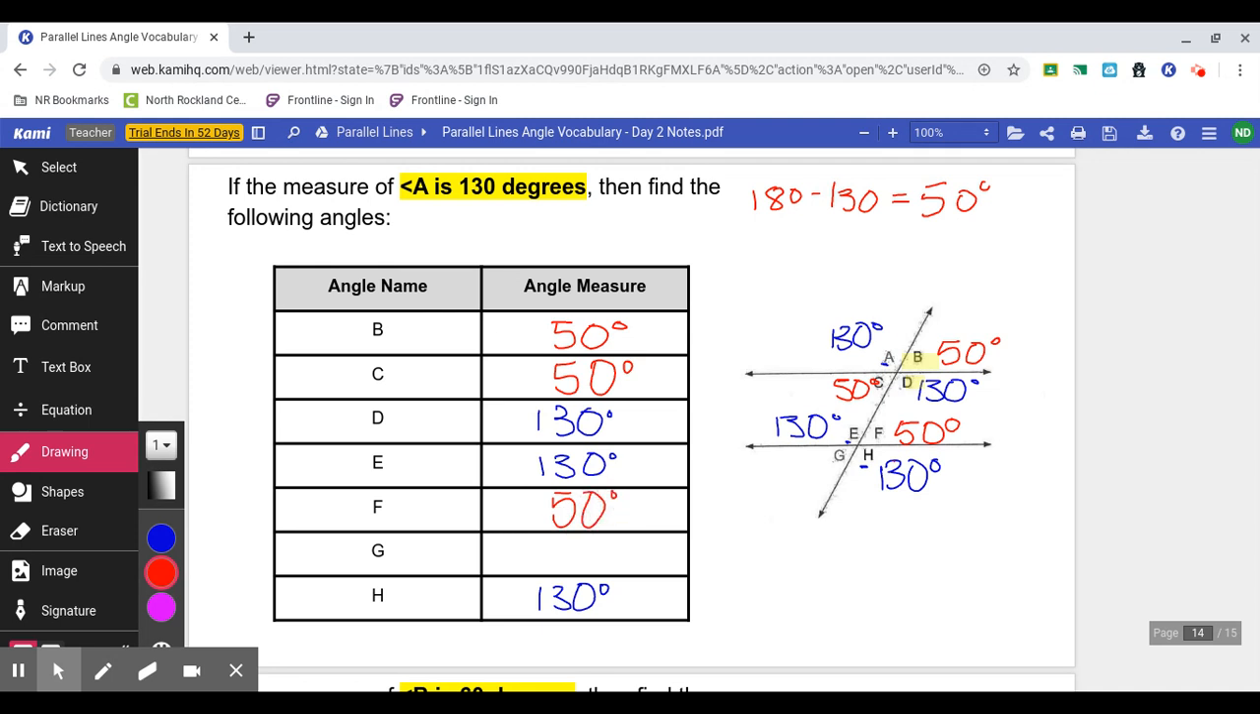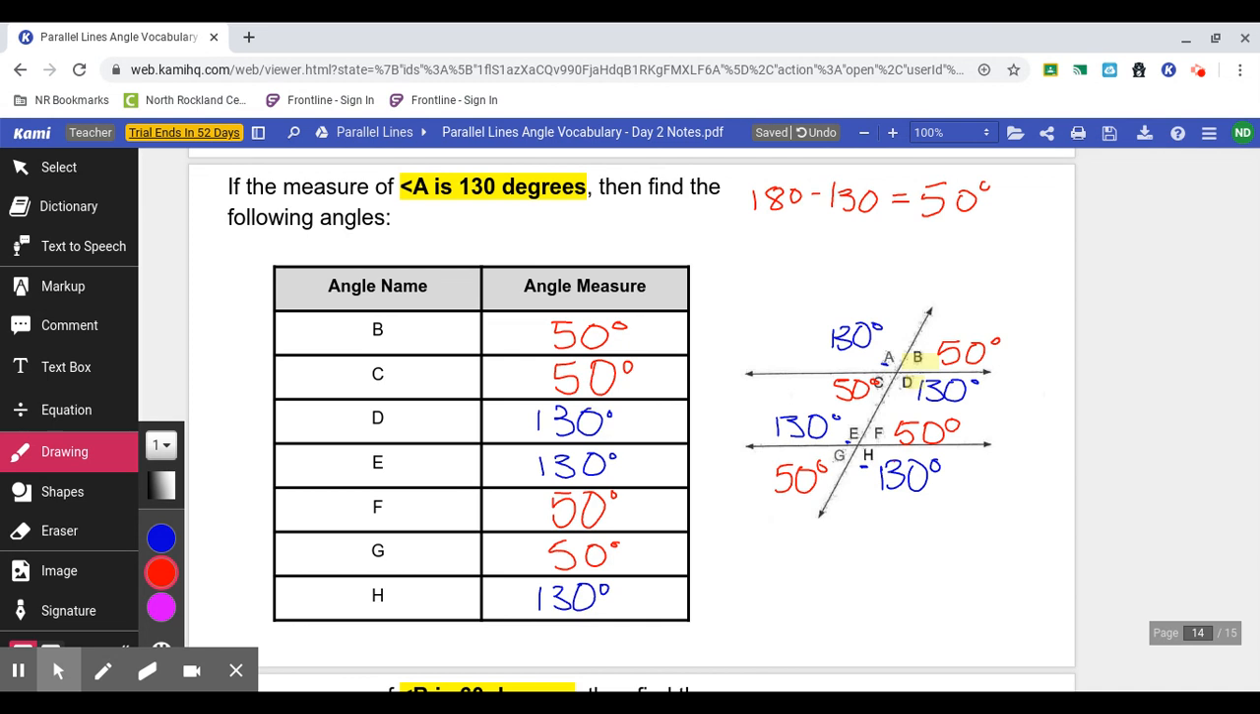Okay. Now, angle F and angle G are vertical angles. Vertical angles are equal to each other. So that means angle G also has to equal 50 degrees. Okay? And we just solved the measures of all of those angles just by using those new vocab word facts. Corresponding angles are equal, vertical angles are equal, and supplementary angles are equal to 180. So those are the 3 facts we use.